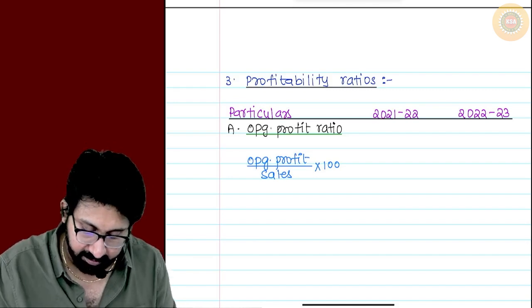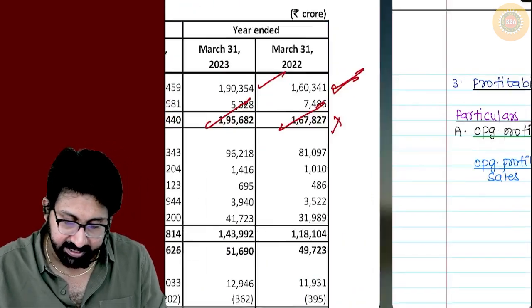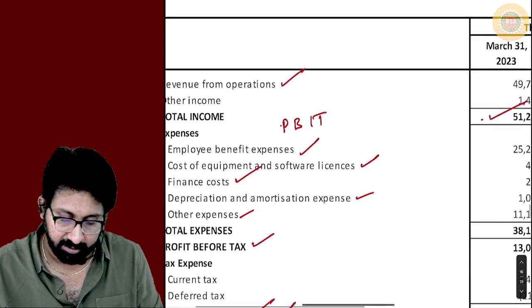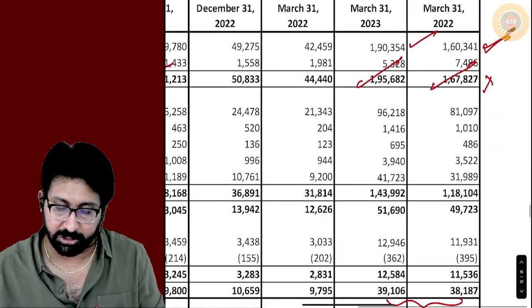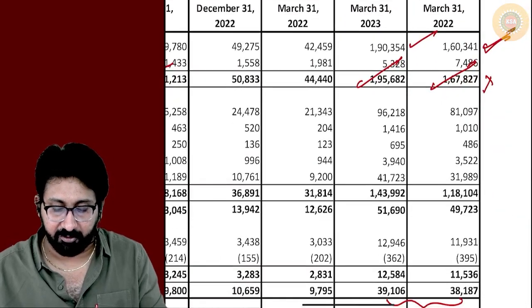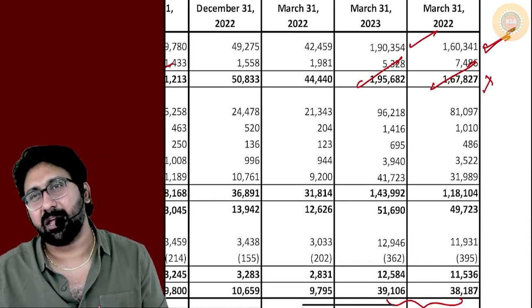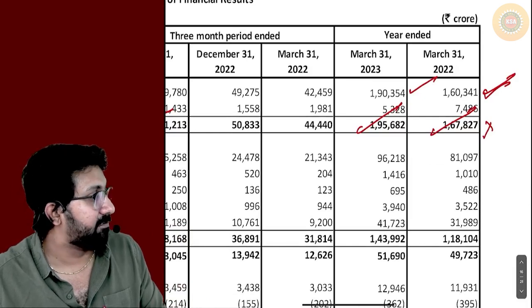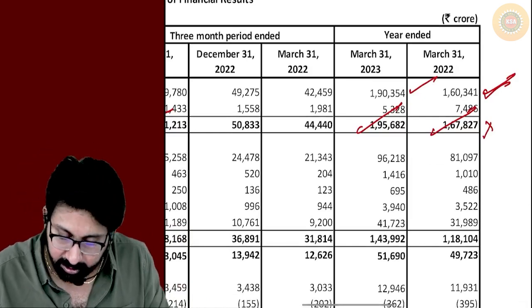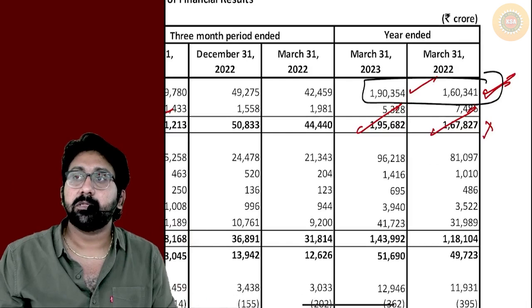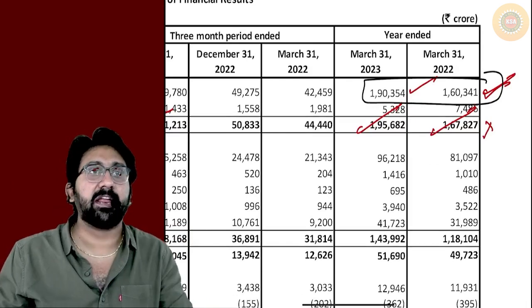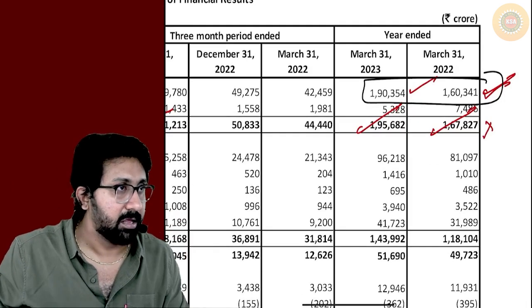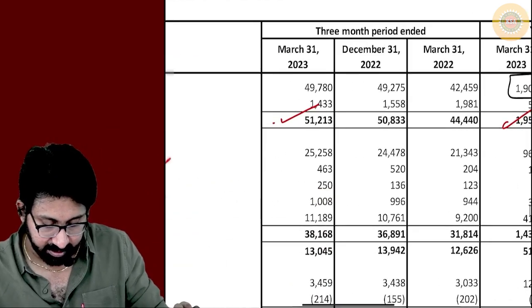Please, everyone first tell me, see the screen and tell me, revenue from operations, how much? 160,341, 190,354. Correct? What are these two? Sales type, revenues, operating revenues. Okay? From this, first one, tell me one by one.